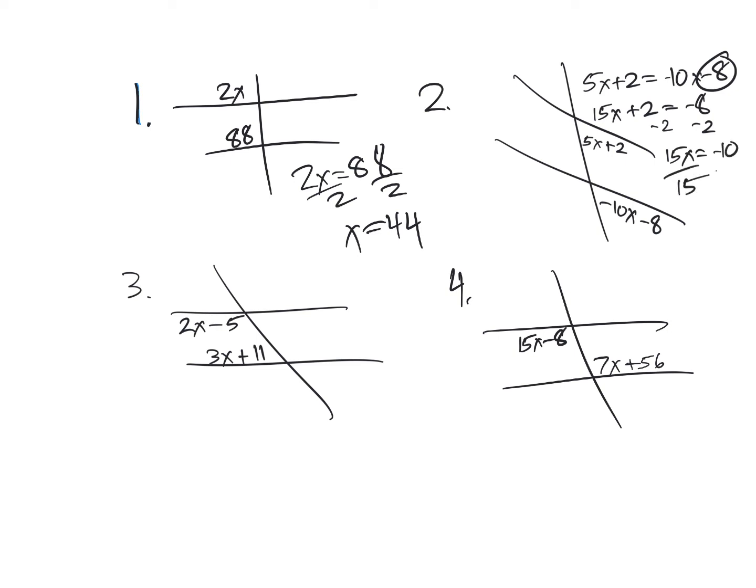Divide off the 15. And x equals, you reduce it by 5, you get negative 2/3. All right, correct it and make it right.